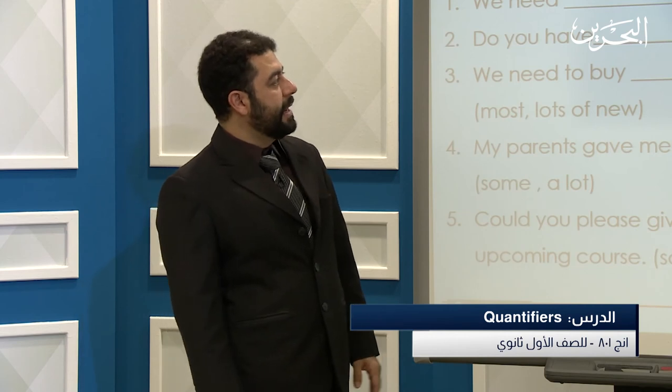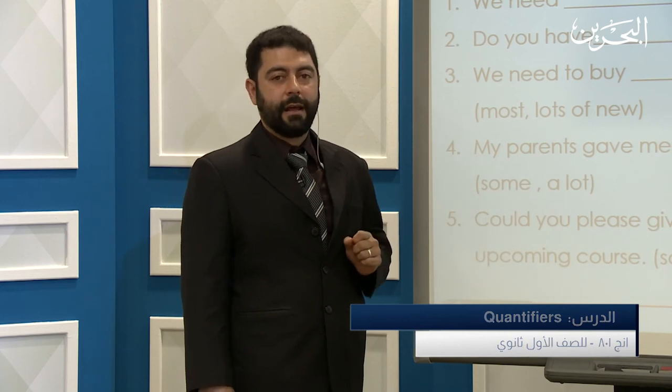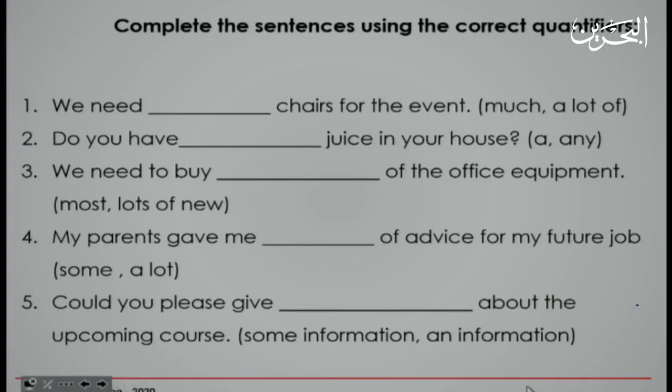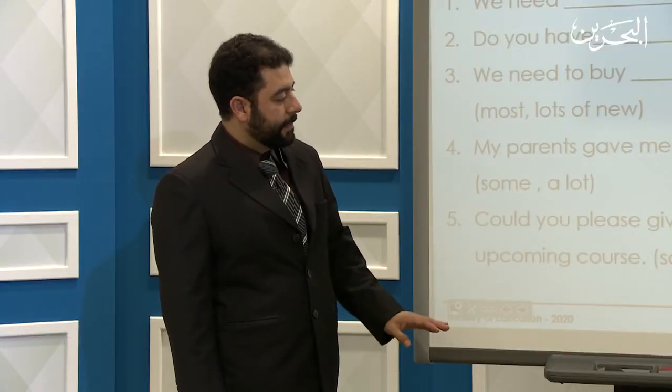Number one, we need blank chairs for the event. You have to choose between much and a lot of. Two, do you have blank juice in your house? A or any. Three, we need to buy blank of the office equipment, most, lots of new. Four, my parents gave me blank advice for my future job, some or a lot. Five, could you please give blank about the upcoming course? You have to choose between some information and information. You have 2 minutes.